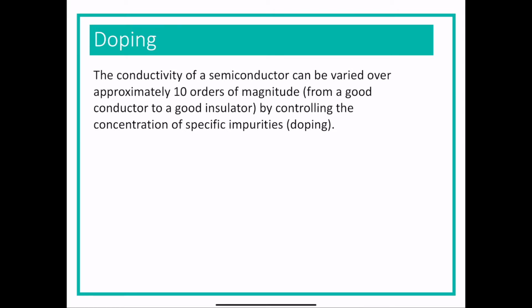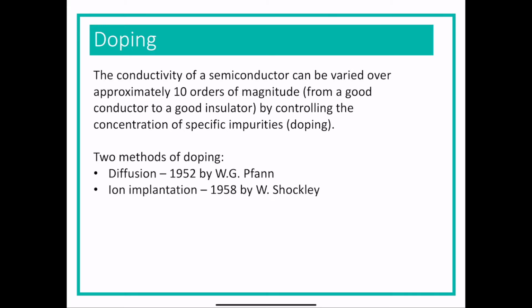There are two general methods, which I'm going to tell you about very briefly and in general. So the two basic ways of doping: one is diffusion, which came about in 1952. The other is ion implantation in 1958. And the two guys who came up with this all kind of worked together. Pretty much all of this was done at Bell Labs, so it's not like two people at two different countries. They were all working together and they just came up with different ways of doping.